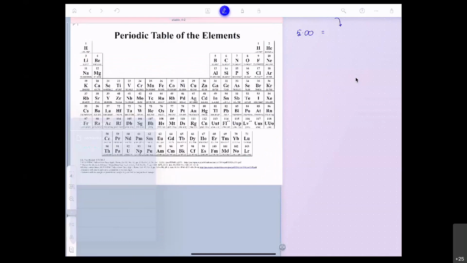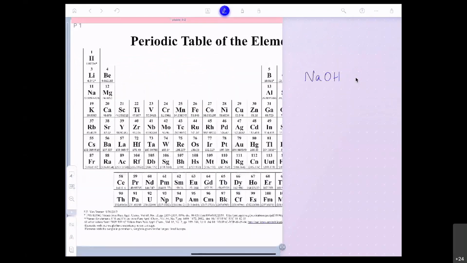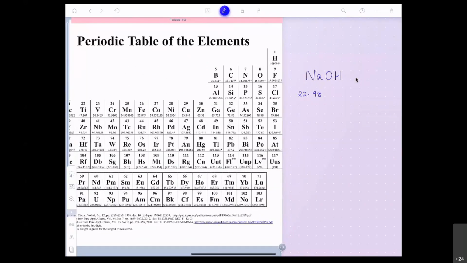So we will go here and take a look at sodium hydroxide. As I said, we will only go to the first two decimals, so this should be 15.99, and then this should be 1.00. Go ahead and get the molar mass of sodium hydroxide. I'm just adding up the atomic weights, and that gives you 39.97.